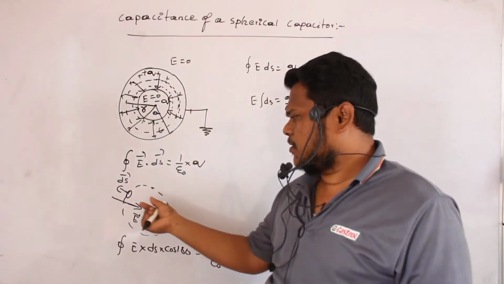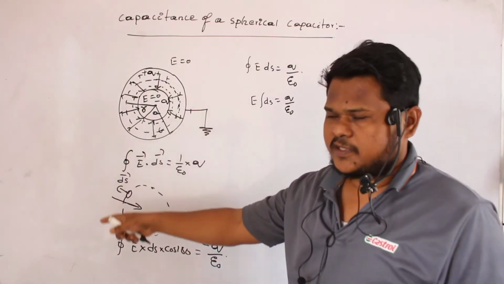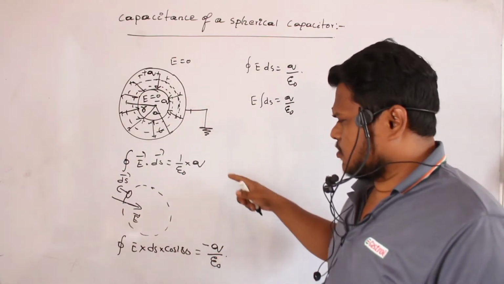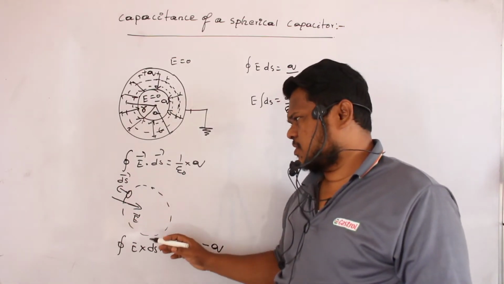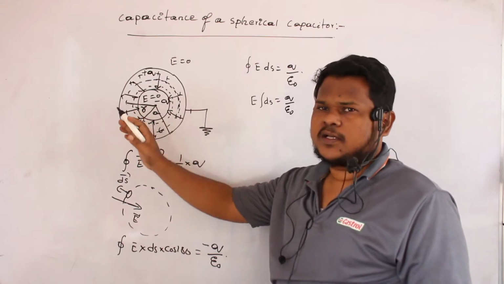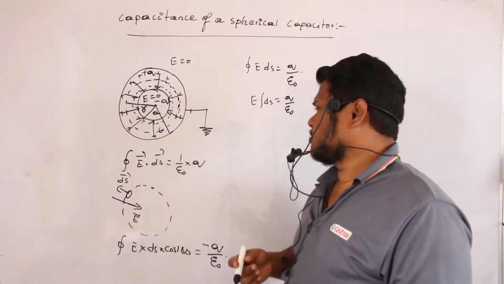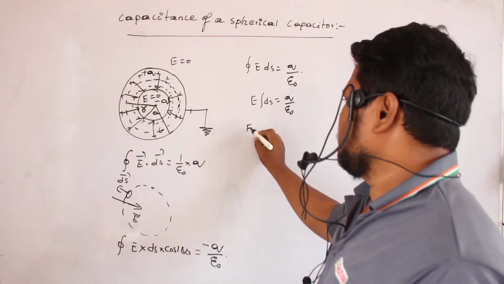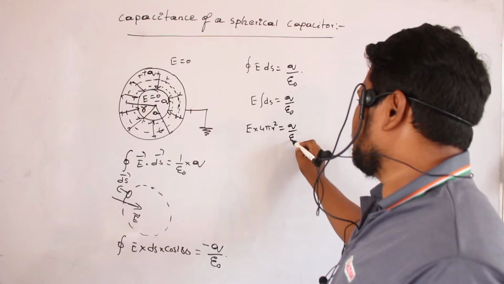ds is a small elemental area which I have taken here. Integration of ds means the total surface area. Integration is nothing but a type of addition. The total surface area of this Gaussian surface, if it is present at a distance of small r, its radius will become smaller. So total surface area will become 4 pi r square. Therefore E into 4 pi r square is equals to Q divided by E naught.